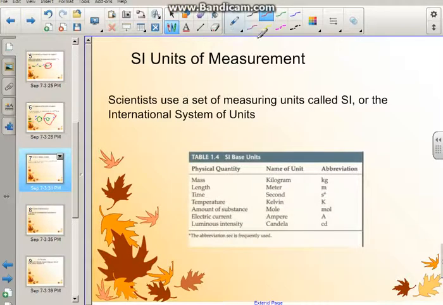So in the United States, if I ask you, how long is that shoe? You would tell me in inches or feet. But in the metric system, or the SI system, length is measured in meters. Now you can see here we have a unit for mass, length, time, temperature, and a few others. We're going to add the most important ones to our concept chart in class. But these are the basic units that make up everything that scientists measure.